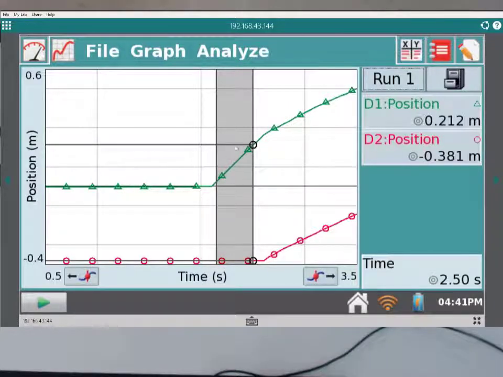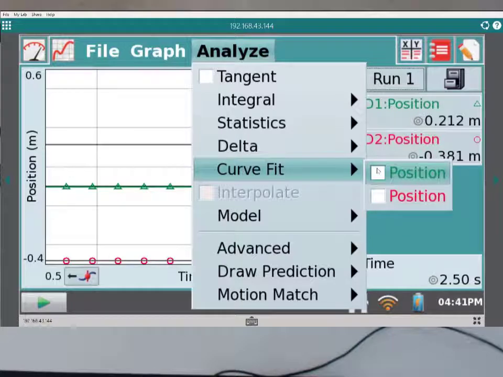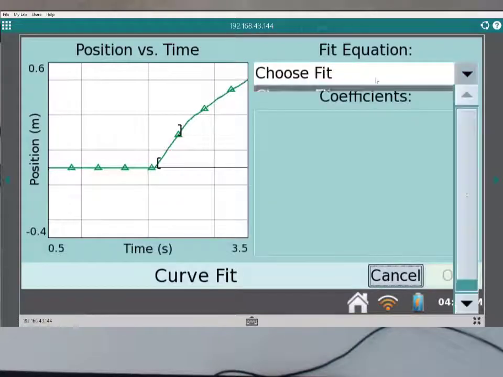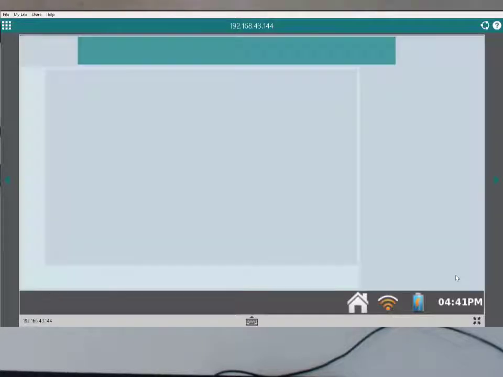So let's go find the initial velocity of our green cart number 1. There it is. It's moving to the right, so that's the positive direction. And we can get that value in meters per second for the initial velocity of the green cart by looking at our slope, indicated by the m parameter in our linear fit. Let's go back and now look at after the collision.